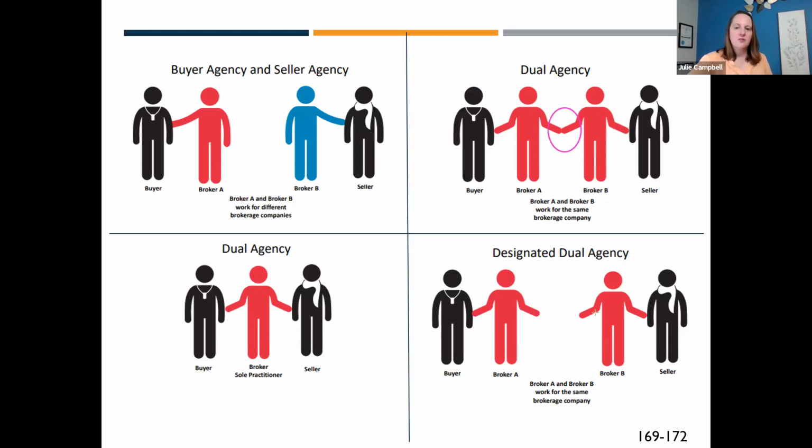Designated dual agency, we still have two brokers with the red firm, but now they're not holding hands anymore. That exclusivity comes back. Questions?